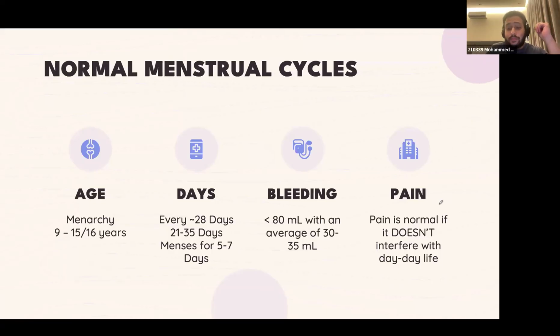Bleeding is very important. When you comment on bleeding, you comment firstly about the amount. Usually, it's below 80 mLs. If it's above, it's abnormal, okay? The average is 30 to 35.